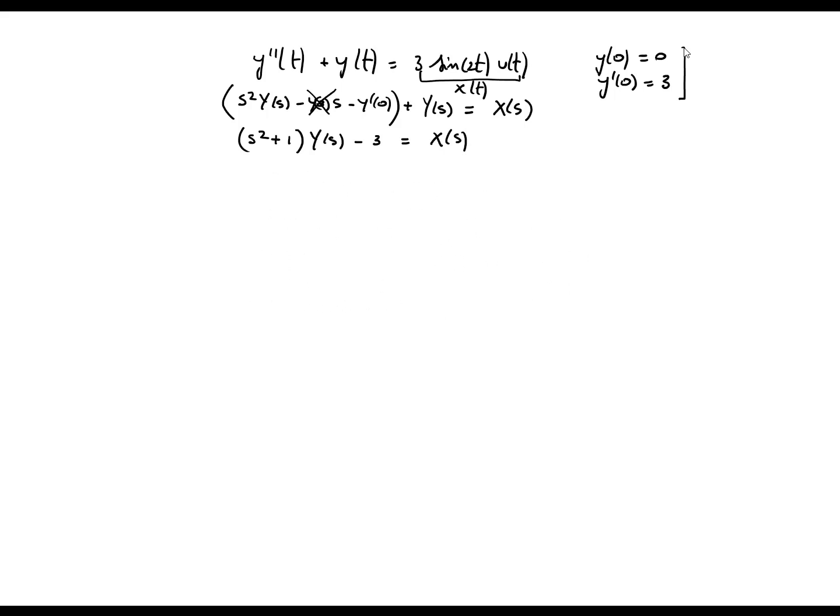We can remove this, and we can write Y(s) equal to 3 over s squared plus 1, plus 1 over s squared plus 1 times X(s). So we recognize the two terms.